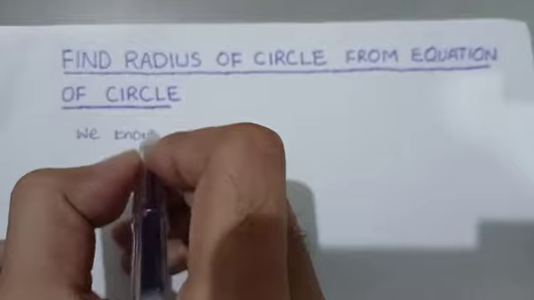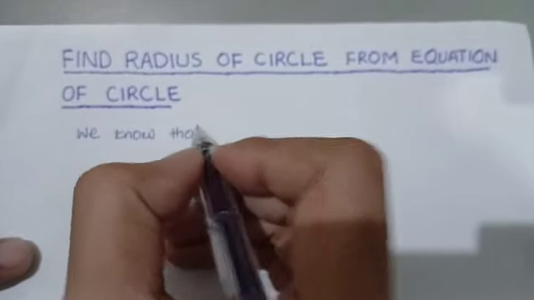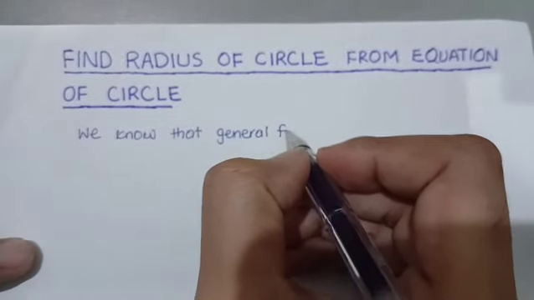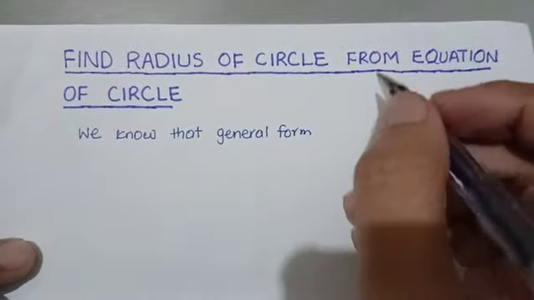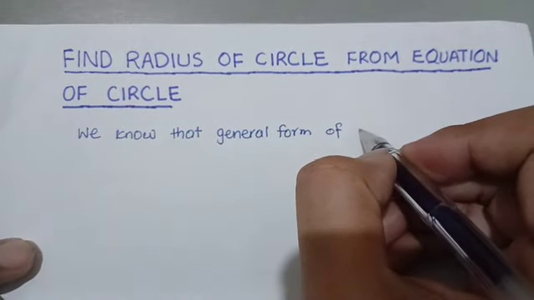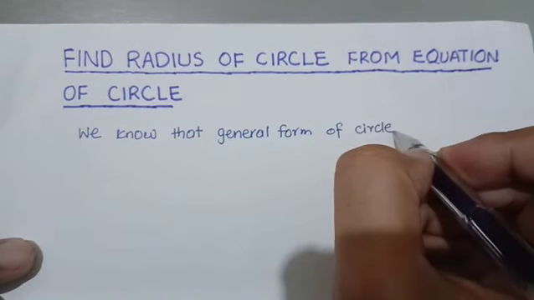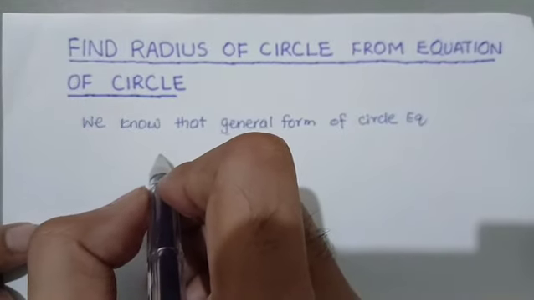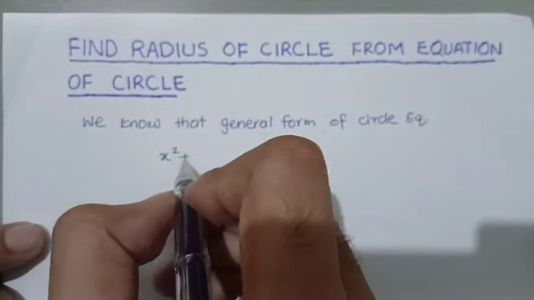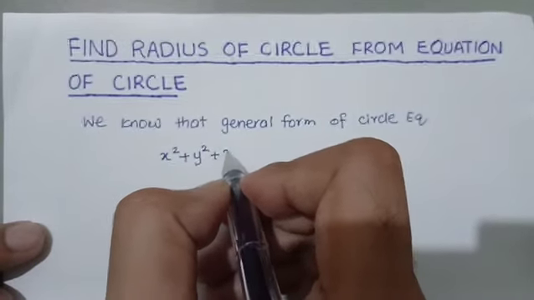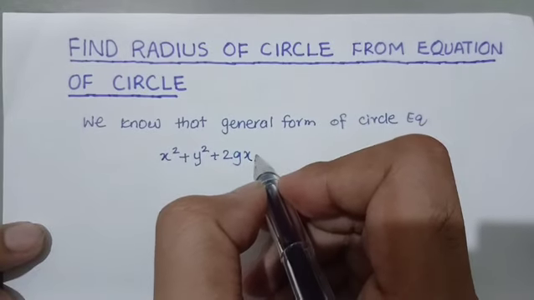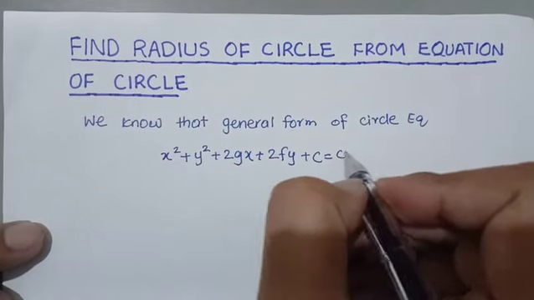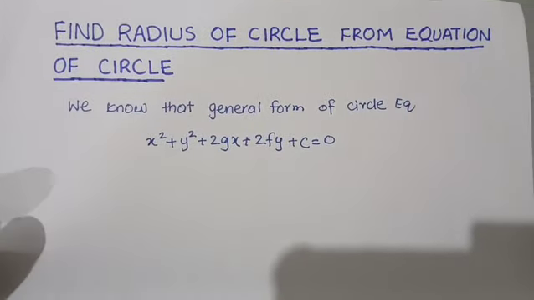We know that general form of circle equation. What is that? x square plus y square plus 2gx plus 2fy plus c is equal to 0. This is the general form of equation of circle.